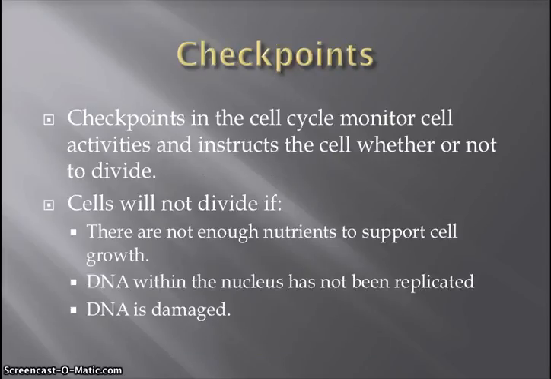While the cell is going through the cell cycle, there are checkpoints along the way that can monitor the activities and instruct the cell whether or not they should divide. The cell will not divide if one of the following three things occurs. So the cell will not divide if there are not enough nutrients to support the cell growth, or if the DNA within the nucleus has not been replicated, or if the DNA itself is damaged.